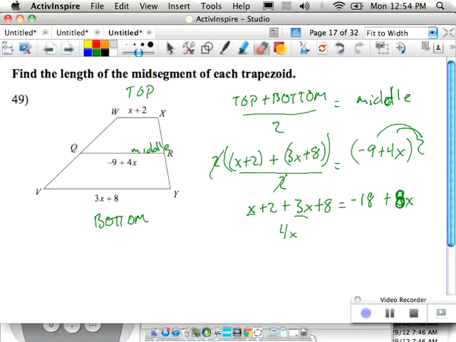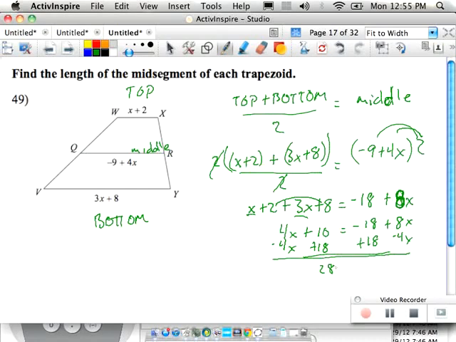Let's take away this equal sign. 4x, and then we add the 2 and 8, and that's going to give us 10. So 4x plus 10 is equal to negative 18 plus 8x. I've got to get the x's together, so I'm going to subtract 4x over here. And I'm going to add 18 to the other side. Altogether, that gives me 28 on the left. And on the right, I'm going to have 4x, because the 18's make a 0, and the 4x's make a 0. And if we simplify, we get that 7 equals x.